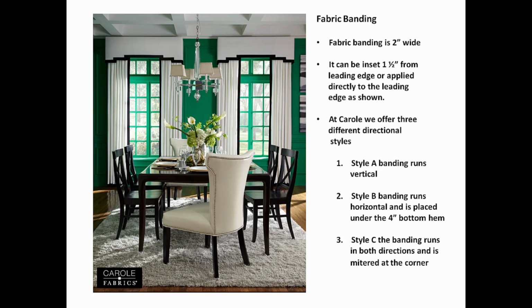Then hypothetically, you could order style C, and if it was on the drapery, that means the banding runs vertically, then has a 45-degree miter, and then runs horizontally over on the bottom hem. So lots of ways to do that. We have a wonderful fancy department that does a lot of those neat things, and it's very much state-of-the-art.